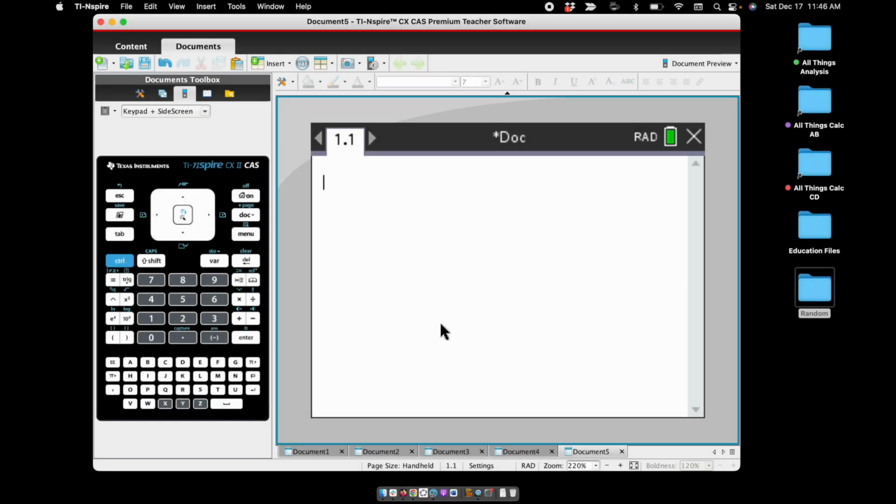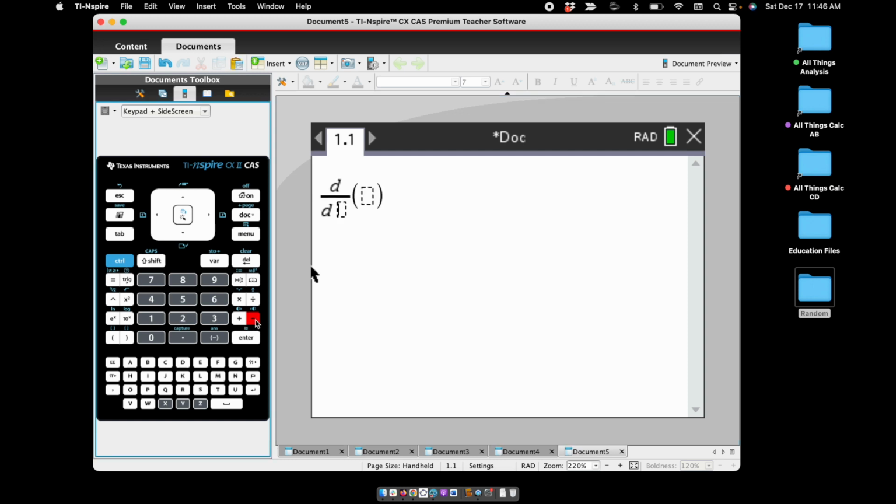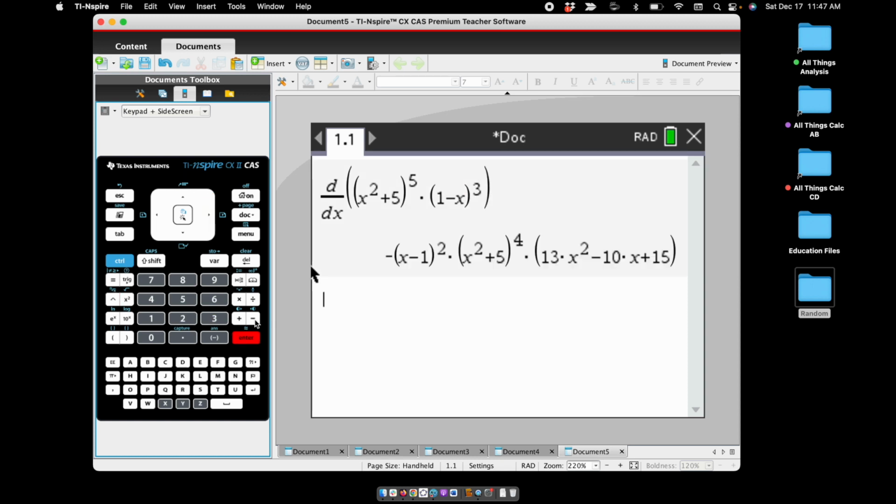So I'm going to do derivative. The shortcut for derivative is shift and then minus x. On the handheld, that's actually fast. On here, it is not fast. It's faster for me to type derivative, actually, I think. And then 1 minus x cubed. Nope. 1 minus x cubed, the whole thing. Press enter. Let's see what we get.